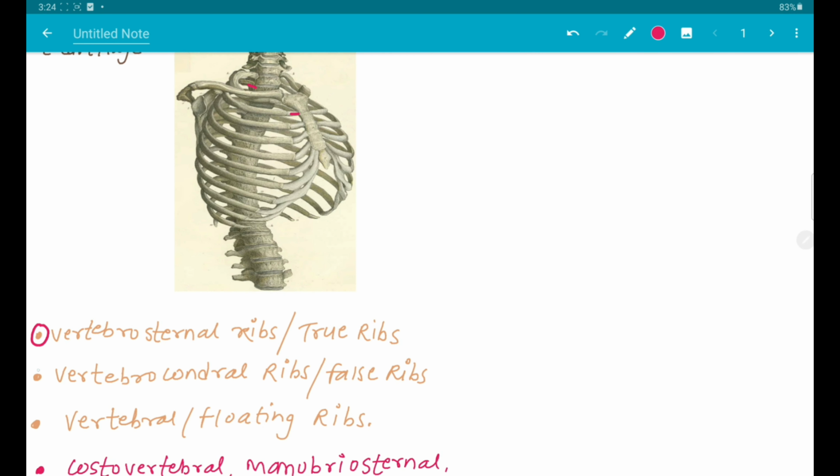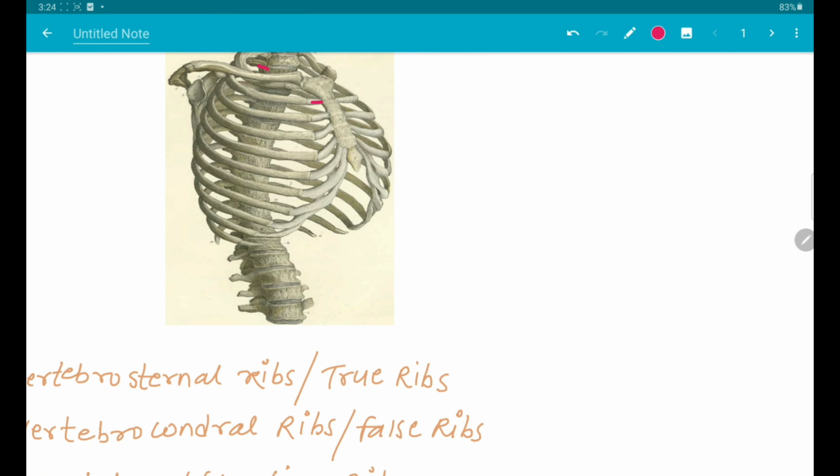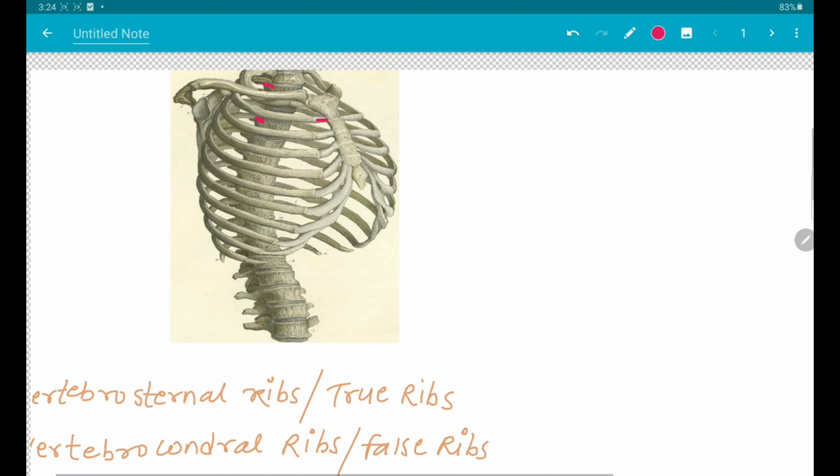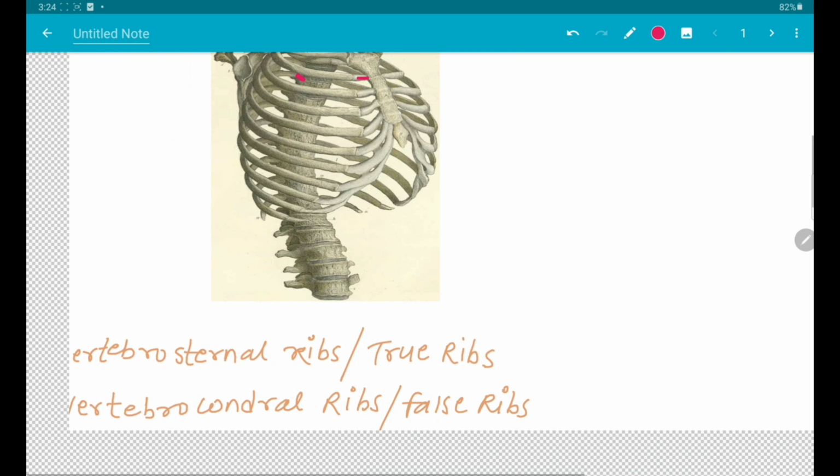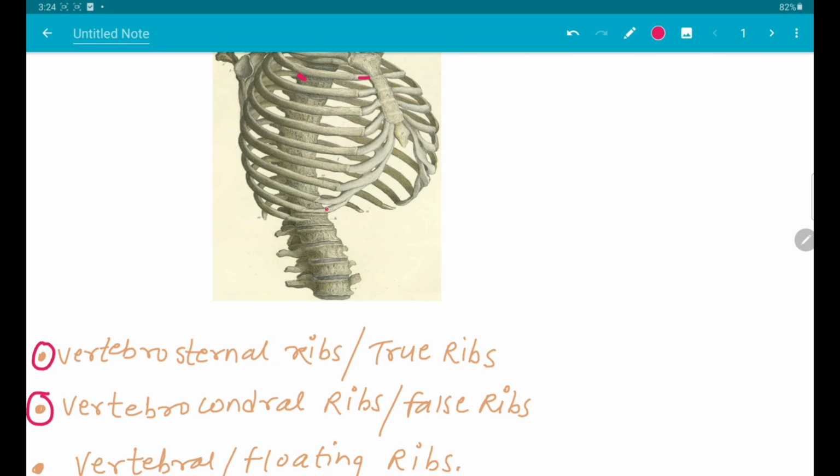Now the next one is vertebrochondral ribs, also called false ribs. It is joined to the vertebra only from the posterior side, and anteriorly it is joined to the chondral. It means it is not joined to the sternum, it is joined to the costal cartilage, which is directly connected to the sternum.